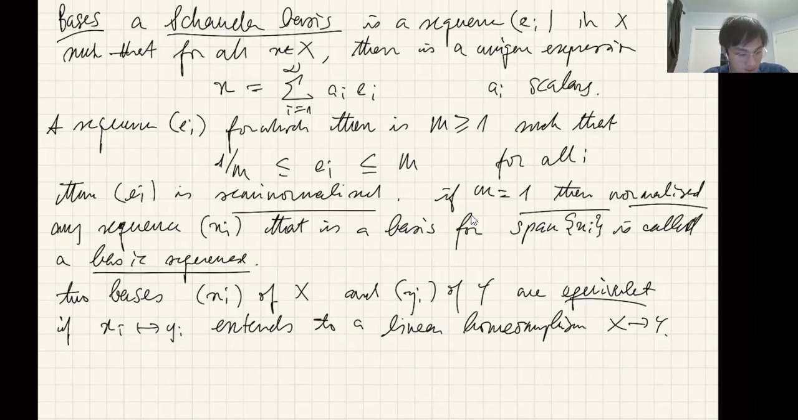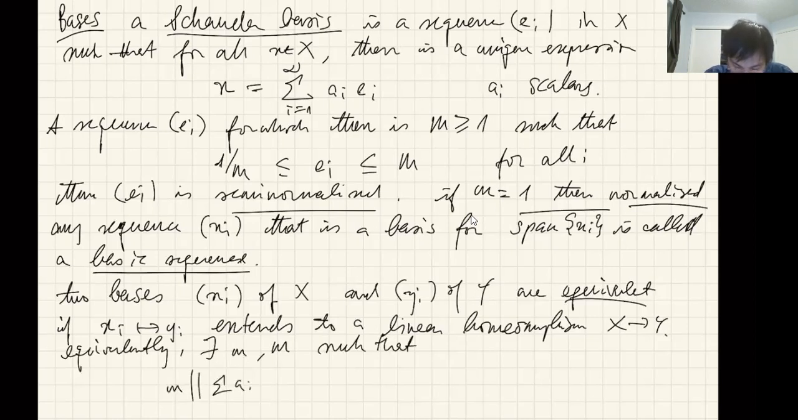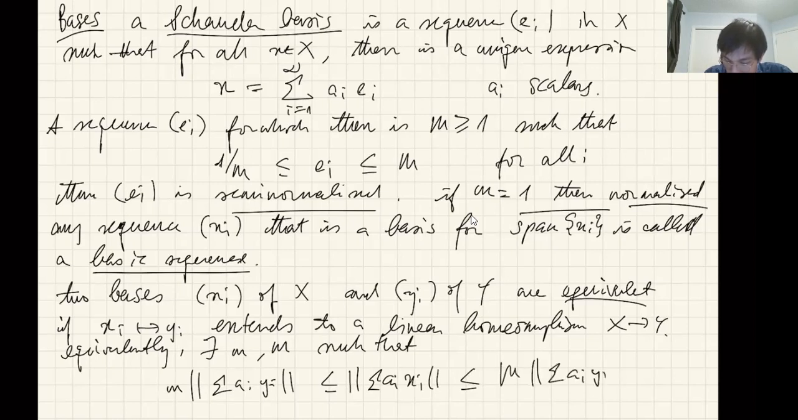So an equivalent definition, equivalently, there exists a small m and a big M such that small m times the sum of a_i y_i is less than or equal to the sum of a_i x_i, with the same a_i's, and that's less than or equal to big M times the sum of a_i y_i. Again, these are all infinite sums.